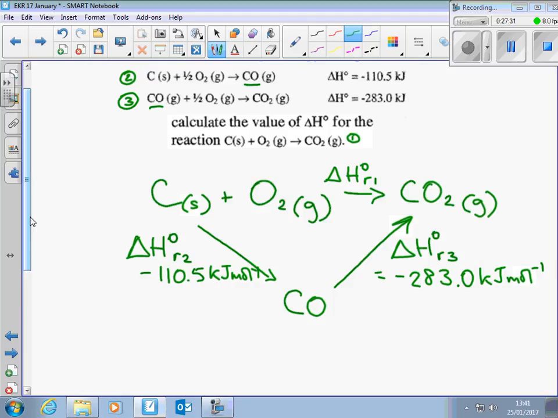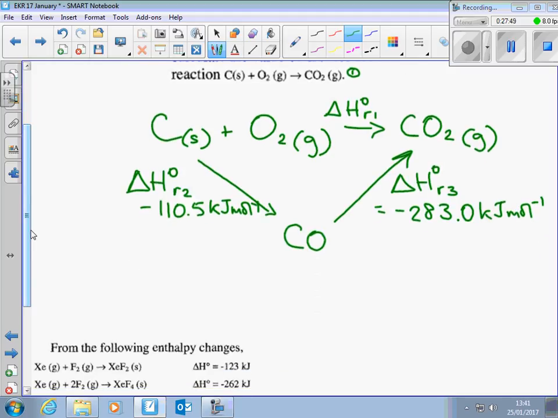Okay, well, this is not exactly difficult, right? Because how do you get from carbon and oxygen to carbon dioxide? How are we going to get delta H naught R1? Just going to add them together, yeah. Okay, so that, I need to show you something else in a minute. Delta H naught R1 is R2 and R3 added together.